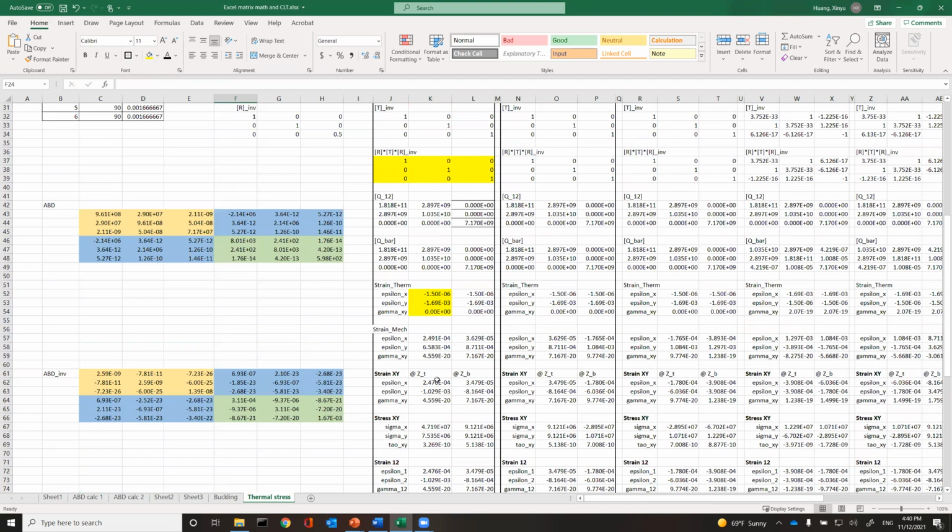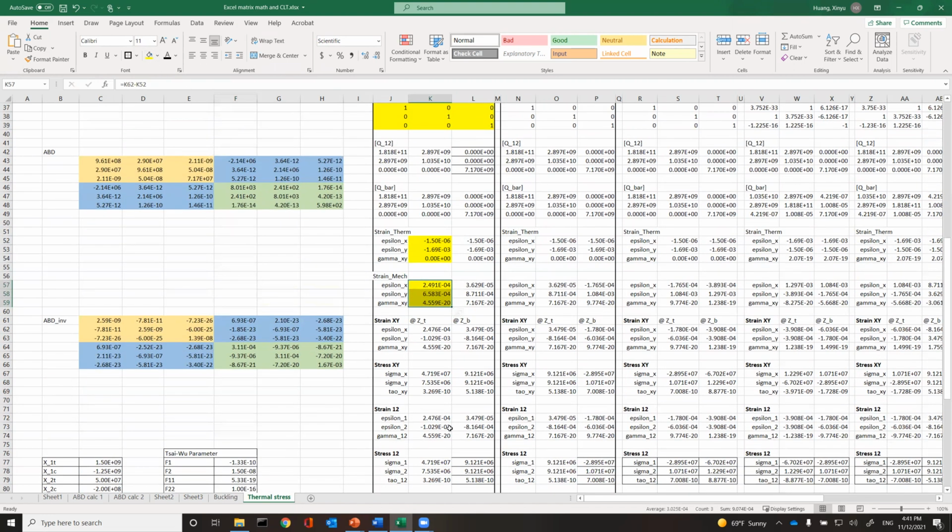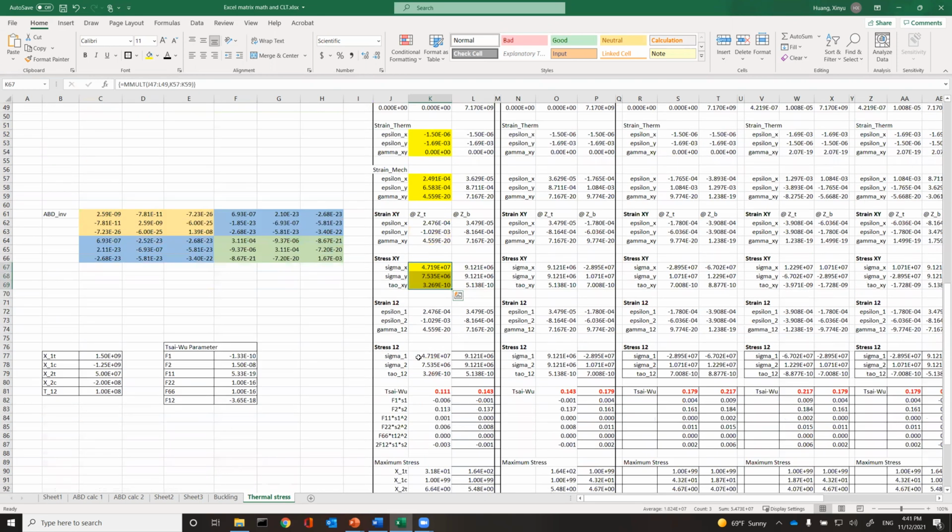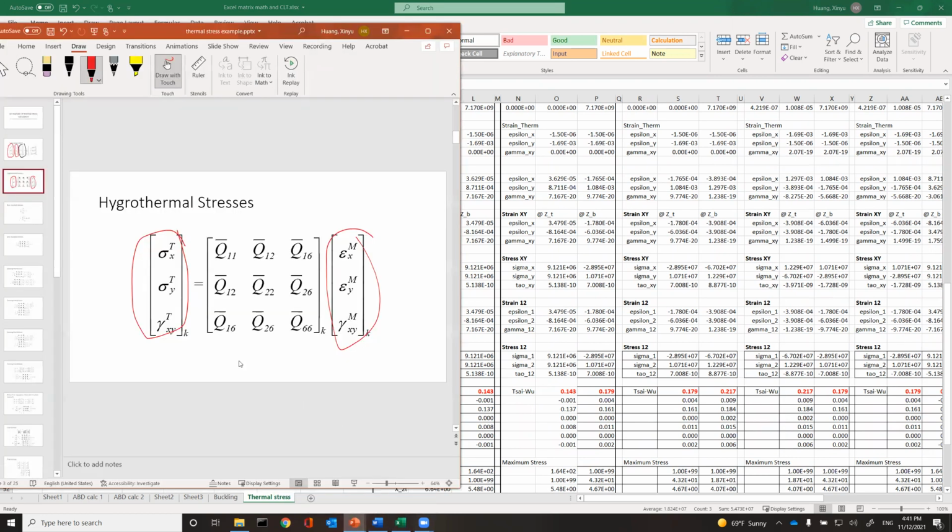And then what I do is I calculate stress now because I have mechanical strain, so I can calculate mechanical stress. Mechanical stress here is calculated with mechanical strain, okay. Then I transfer that mechanical stress into 1-2 coordinates. I calculate all the stress in all layers, okay. Let's compare these results.